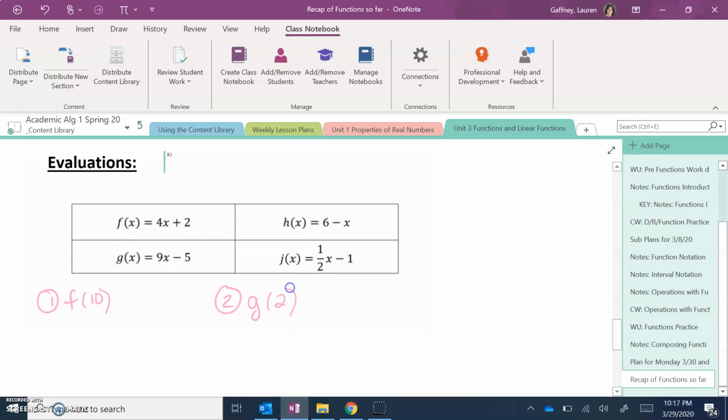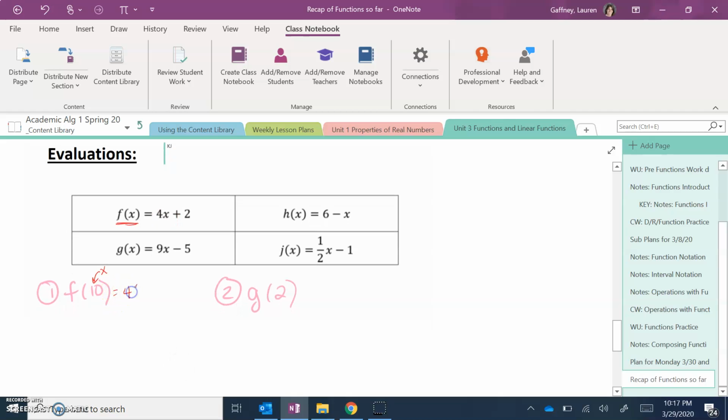But then we had started into evaluating functions. So this is function notation. If I say let's evaluate f of 10, f is just telling you which of these functions above you want to pick, so the f one, and 10 is telling you the x value. So we're going to put 10 in for this x. So 4 times 10 plus 2, and then from there you just evaluate this. 4 times 10 is 40, and then plus 2 is 42, and that's your answer.